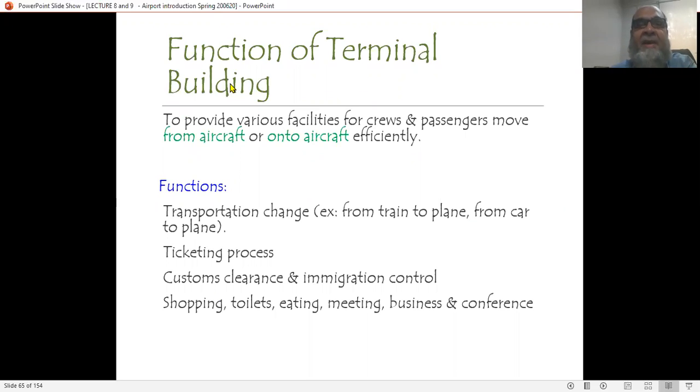Now, what is the function of a terminal building? To provide various facilities for crews and passengers to move from or onto aircraft efficiently. What are their functions? Transportation change from train to plane, from car to plane. Ticketing process, customs clearance and immigration control in case of international flights, and if it is not, it's just the ticketing process. For a domestic flight, a passenger goes directly to the boarding and then to the aircraft. And obviously, there are shopping, toilets, eating, meeting, business conference, mosques, and rest houses.